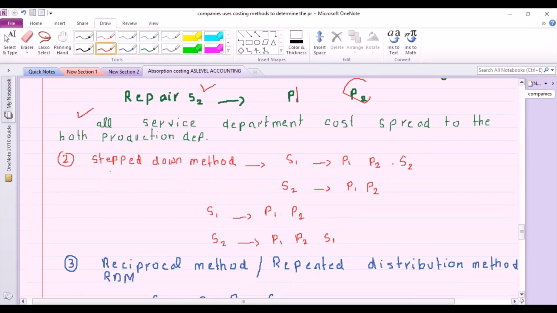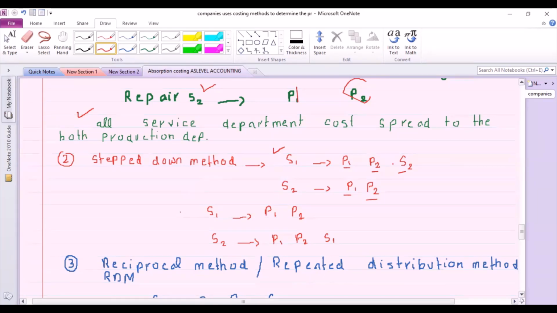Okay, the second method is the step down method. In the step down method you should remember, maybe service department 1 shares its cost to P1, P2 and S2 also, but service department 2 shares its fixed overhead cost to P1 and P2, meaning production department 1 and production department 2.